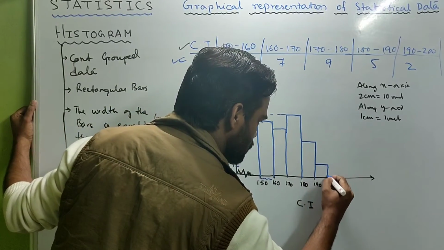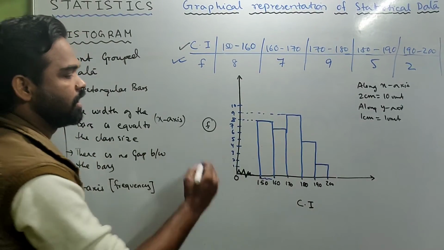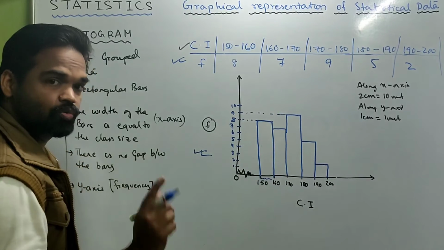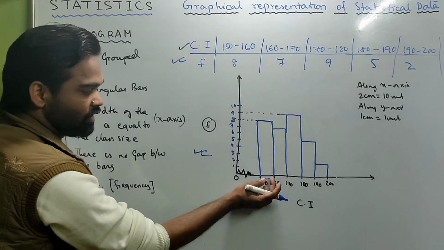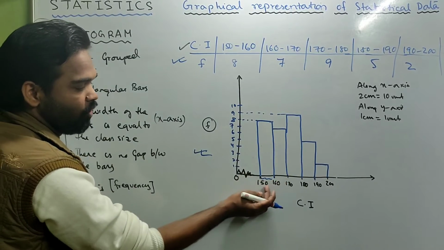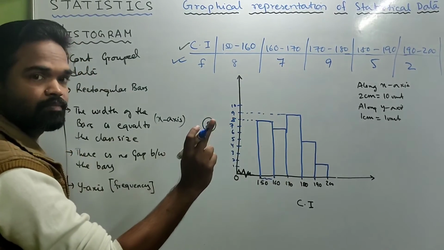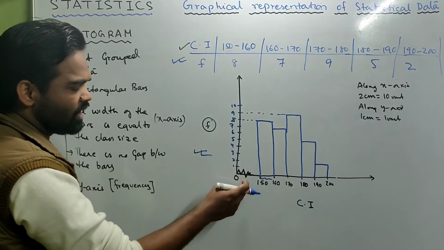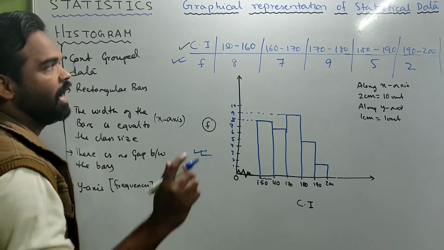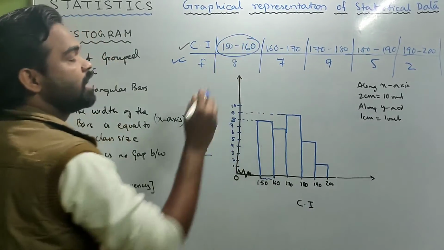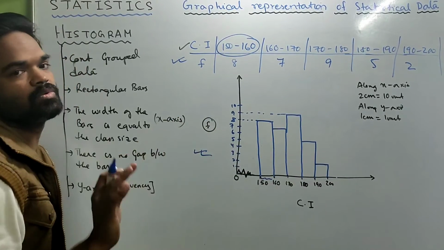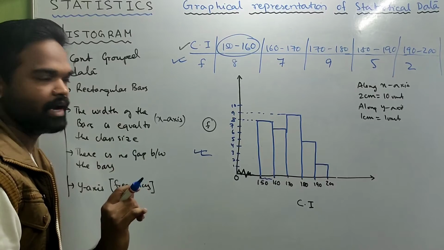So this is my histogram. See, there will be no gap between the two rectangles. The width of the rectangle is equal to the class size, which corresponds to the end points of the class interval, and the height represents the frequency of the corresponding class interval. And see that it is continuous. If it is not continuous, if it is inclusive, make it exclusive. We have done a video on that.